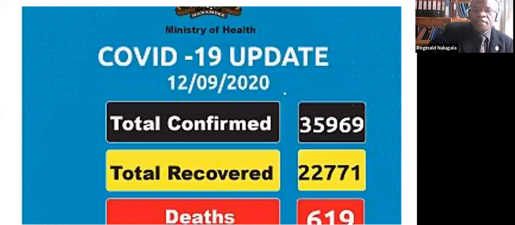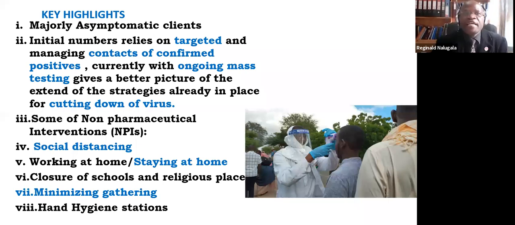And this is what I just explained before. And then some of the highlights. What did the Kenya government do? Identify the 2 types of persons, those who are asymptomatic and those who are symptomatic. The initial number relies on targeted tracing and managing contacts of confirmed positives, currently with ongoing mass testing, which gives a better picture of the extent of the strategies already in place.